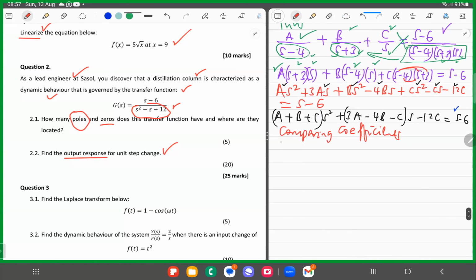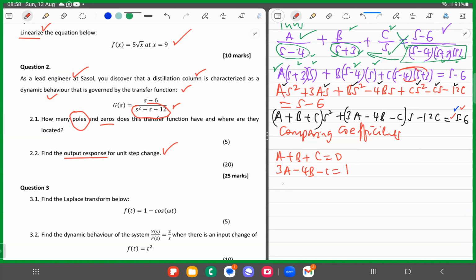Comparing coefficients, you're going to have that a plus b plus c is 0, because there is no s squared on the right. We also have 3a minus 4b minus c is equal to the linear one. The coefficient of s here is 1 on the right. And then what else do we have?